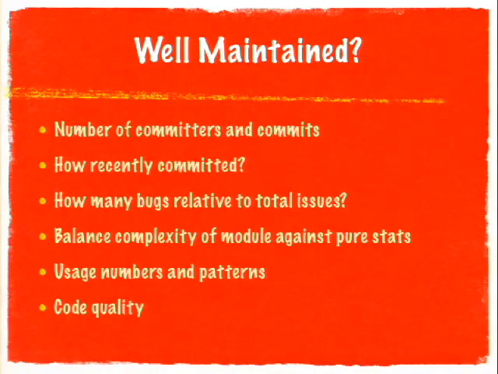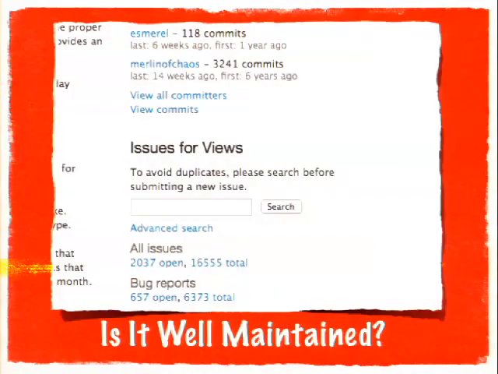So first thing I do is, how well maintained is this thing? There's a number of things that I can do. I can look at commits, I can look at bugs and issues, that kind of code quality. So let's talk about this. If you go to the project page for any project on Drupal.org, there's a sidebar that shows you commits and links to the issue queue.